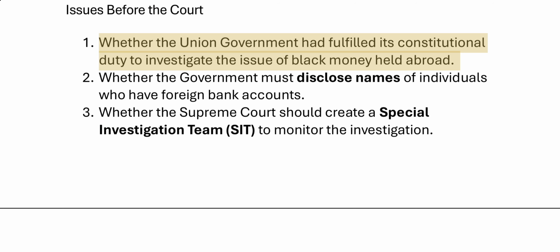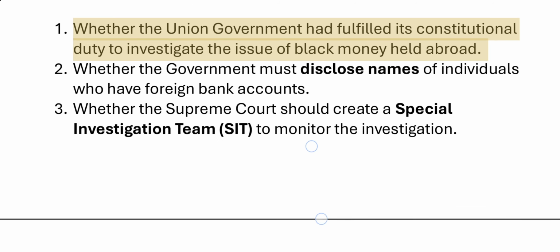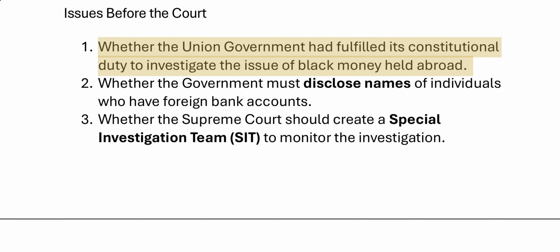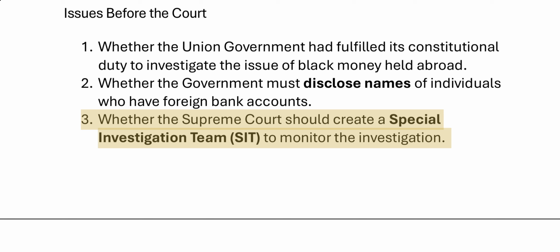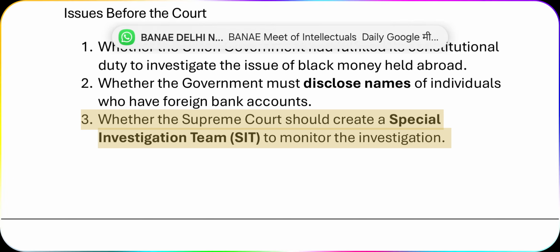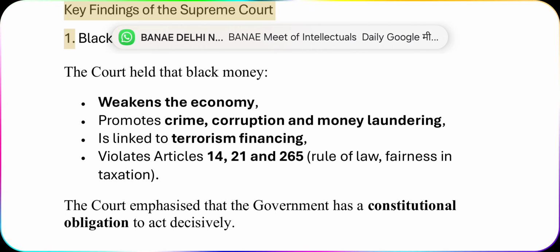Issues before the court. 1. Whether the Union government had fulfilled its constitutional duty to investigate the issue of black money held abroad. 2. Whether the government must disclose names of individuals who have foreign bank accounts. 3. Whether the Supreme Court should create a special investigation team, SIT, to monitor the investigation.